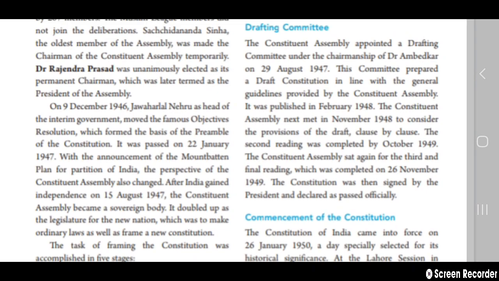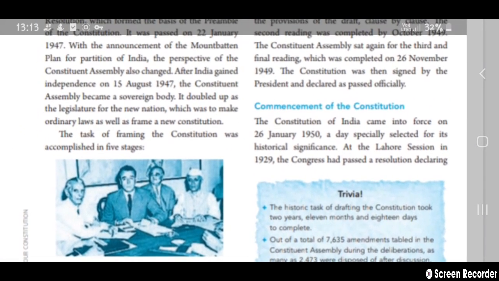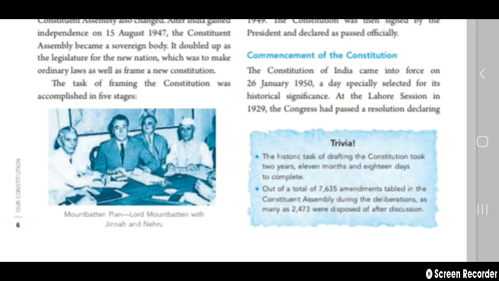The second reading was completed by October 1949, and the Constituent Assembly sat again for the third and final reading. The third session was completed on 26 November 1949, and the constitution was then signed by the president and declared as officially passed. The constitution came to our India.